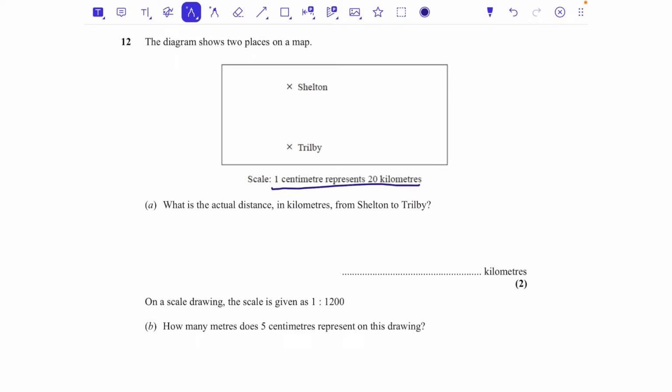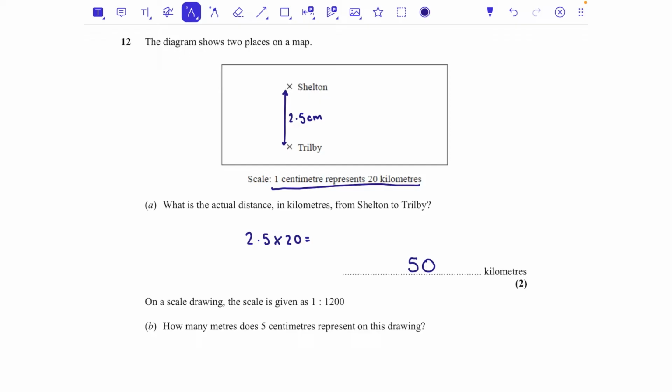So using my ruler here, when I measure this, I get a distance of 2.5 centimetres, and I therefore know that every centimetre is 20 kilometres, so I'm going to do 2.5 multiplied by 20 to find out how many kilometres that would be, and that's going to be 50. So 50 kilometres would be my answer there. Again, just use your calculator, or you can do 2.5 times 2 and then make it 10 times bigger.